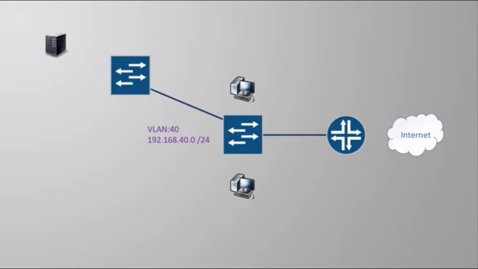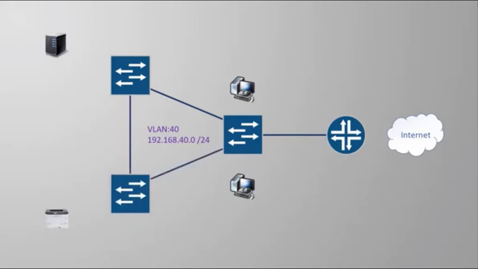Now let's say we grow a bit more and add a third switch. Of course, we'll want to link this to our other two switches. This is still all one VLAN and one subnet, just extra ports that we can use. It might not be obvious, but this presents us with a problem.